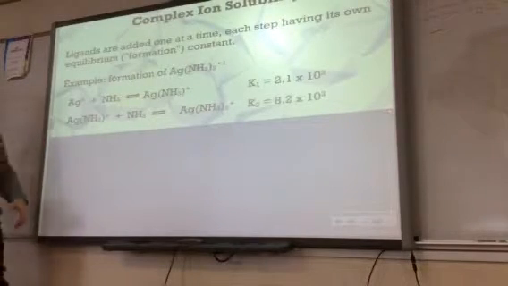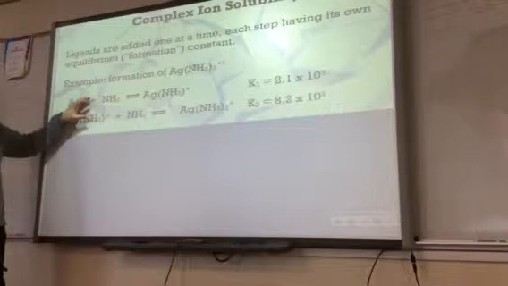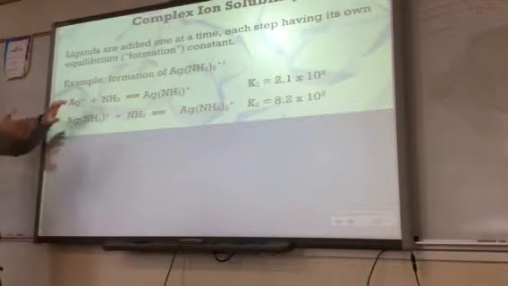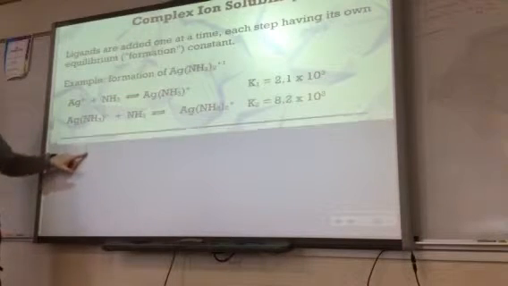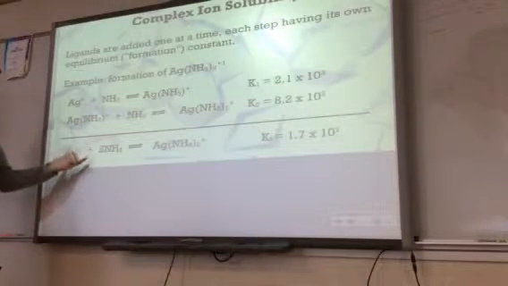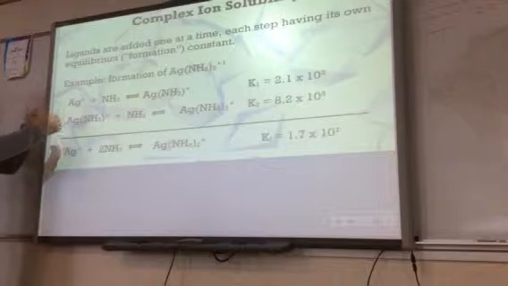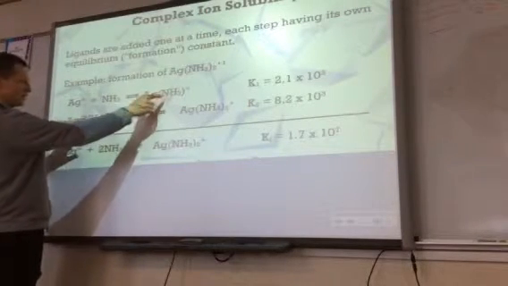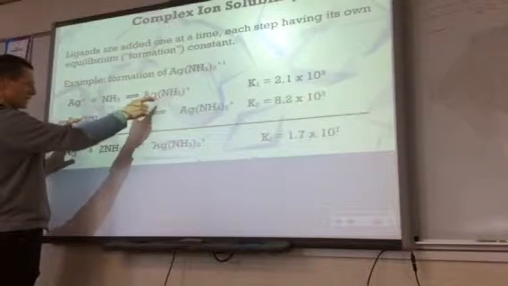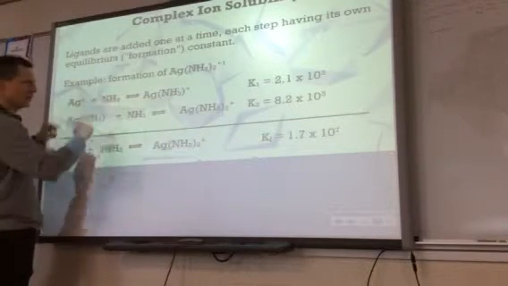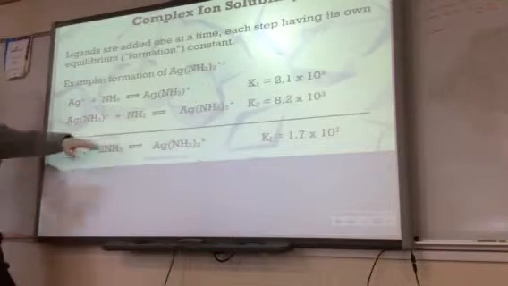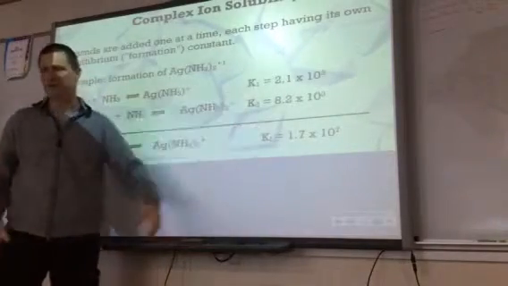So what we'll always see is that the individual addition of the ligands will all add up to an overall formation constant like this. So these 2 add up together. The complex term cancels out. So you wind up with silver plus 2 ammonias yields Ag(NH3) taken twice. And then the Ks, of course, get multiplied.